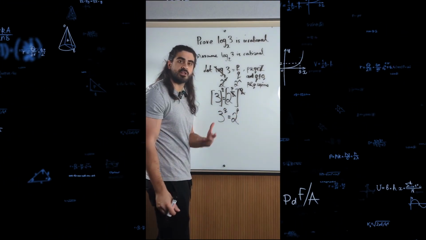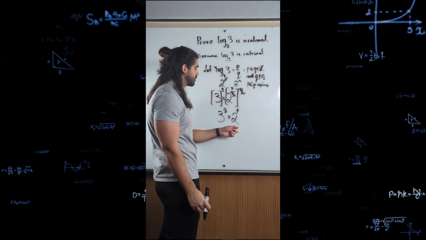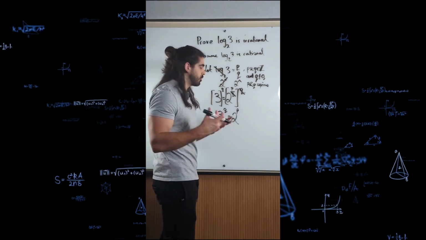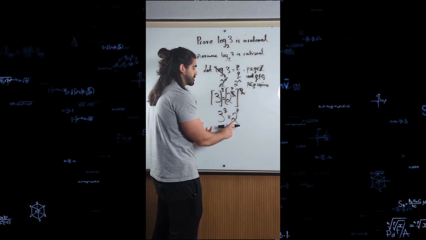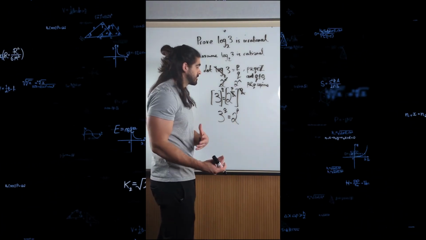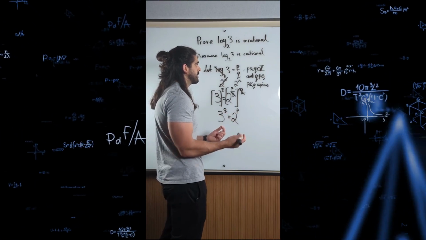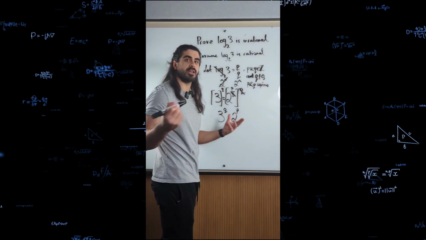Now there's many ways you can conclude this. Powers of 2 are always even, powers of 3 are always odd, or you can literally just say the numbers 2 and 3 are also co-prime, so the only solution to this is q and p being 0, which doesn't make sense because q cannot be 0.